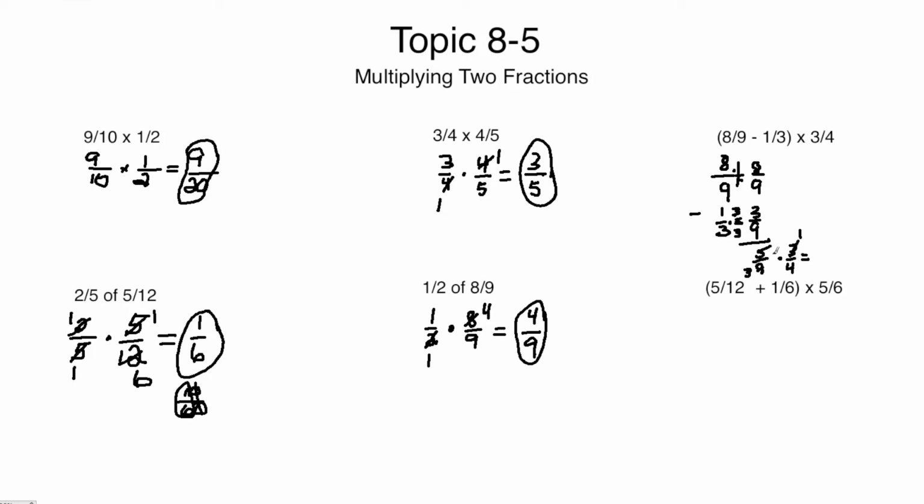Now, second step, multiply straight across. 5 times 1 is 5. 3 times 4 is 12. And your answer is 5/12. And it cannot be reduced. Did you get that? Oh, you're incredible.